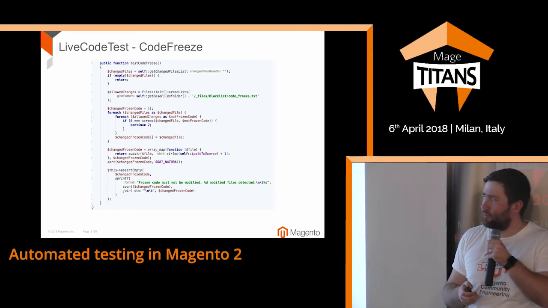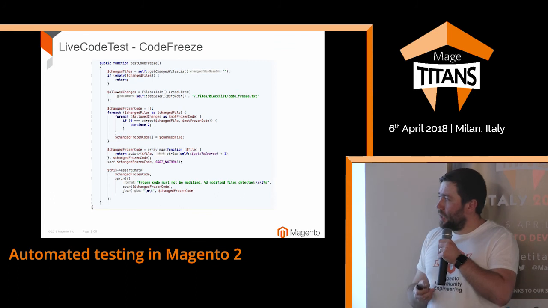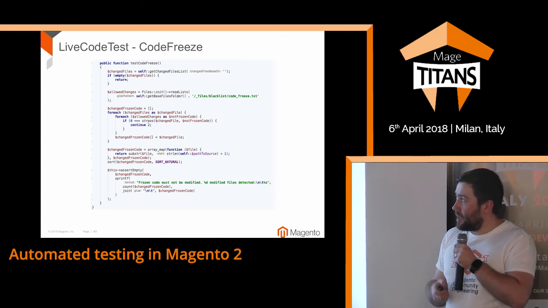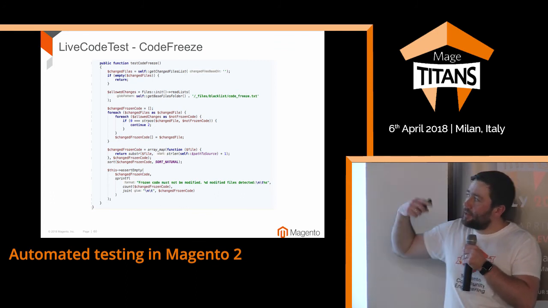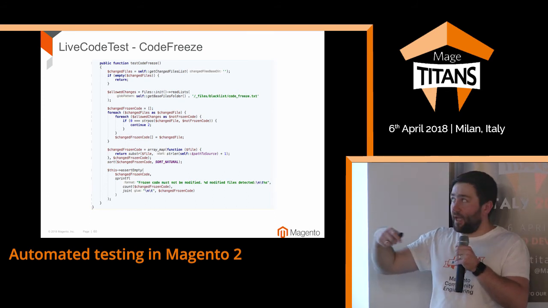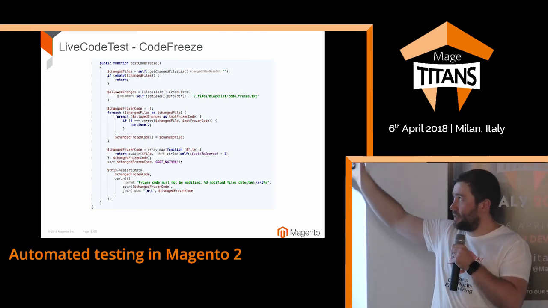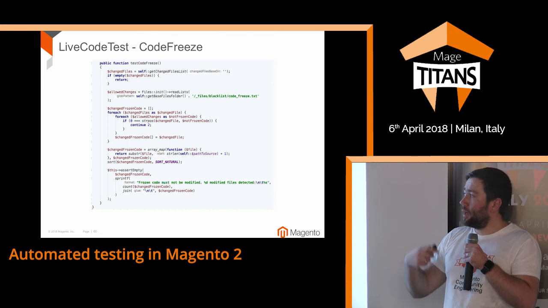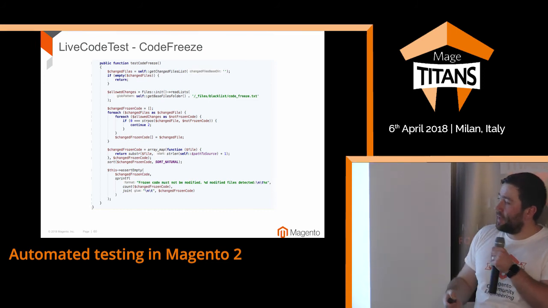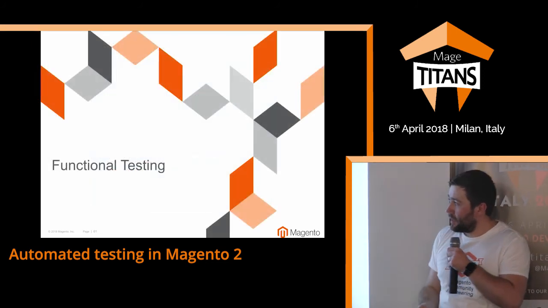Actually, it's not so few modules. Currently, we have 21 modules with the multi-source inventory functionality. But this kind of limitation could be easily added and checked with the live code test, with static testing, or with other testing mechanisms provided by Magento.